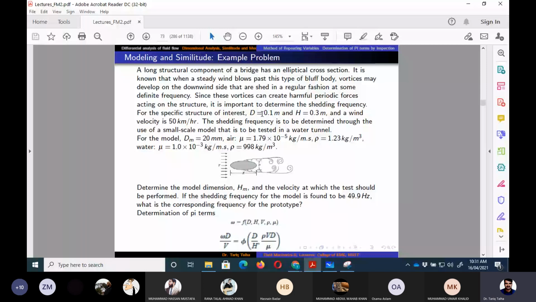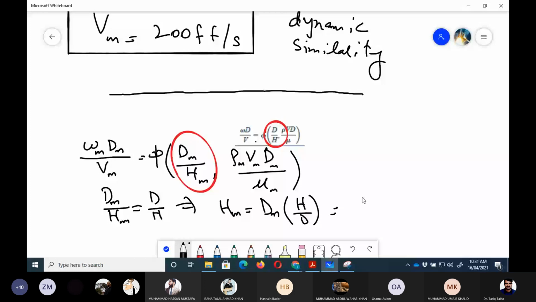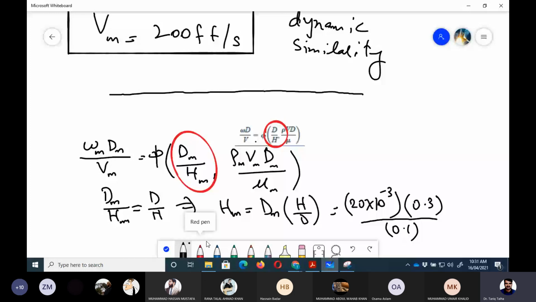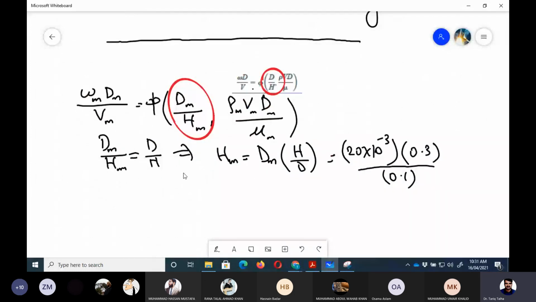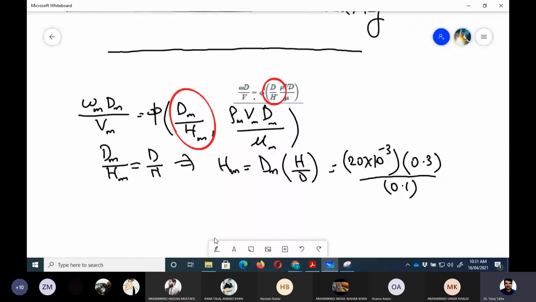So we just put these values here. So it would be equal to 20 into 10 to the power minus 3 into h value, which is equal to 0.3, and d value, which is equal to 0.1, right? So if we calculate the value of h_m, that comes out to be 60 into 10 to the power minus 3 meters.